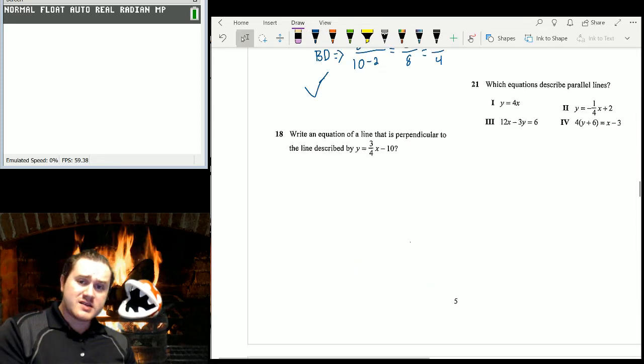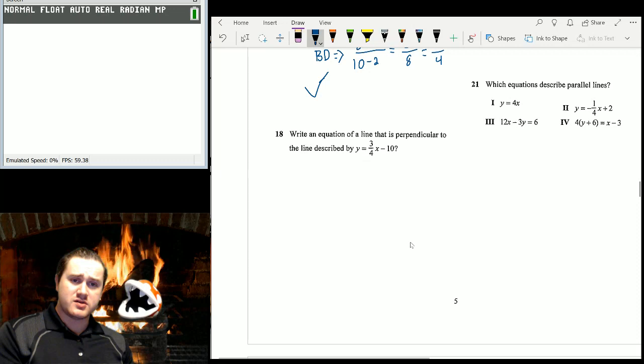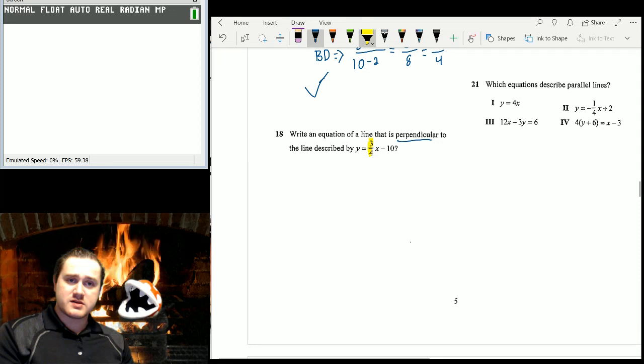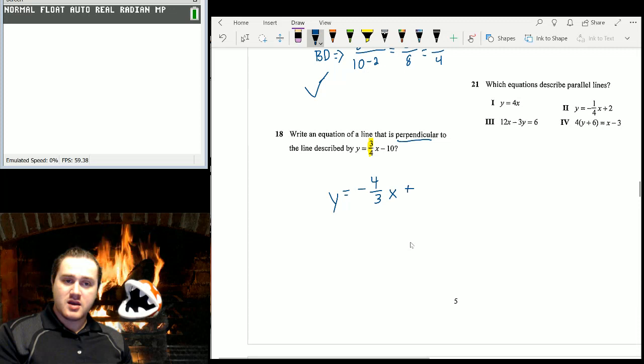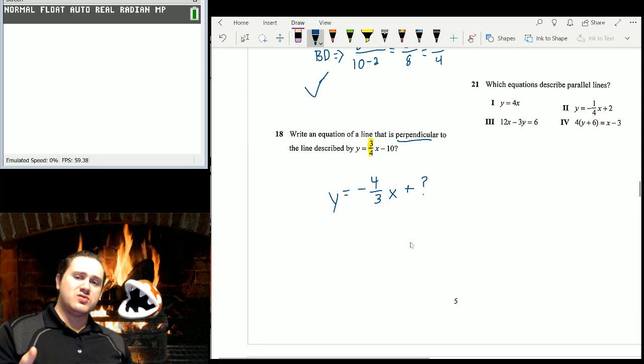Number 18 wants us to write an equation that is perpendicular to the line y equals 3/4 x minus 10. So again, for perpendicular, we need the opposite reciprocal. We look at the slope that we're given, 3/4. The opposite reciprocal is negative 4/3. So we're going to do y equals negative 4/3 x plus anything. It does not matter what this is, it still works. The only exception to this rule is if it was saying parallel. If it was parallel, you need to have a different y-intercept. But in this case, since it's perpendicular, it doesn't matter if it's the same y-intercept or not.